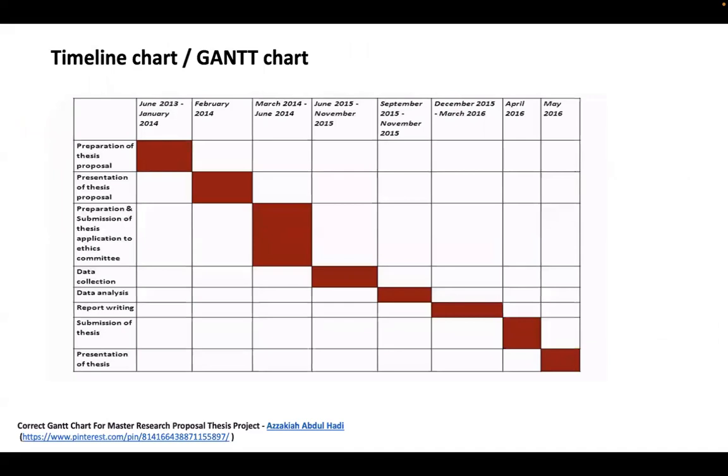Now, this is a timeline chart that we are doing, a Gantt chart. It will be like this. You have to mention preparation of proposal, presentation of proposal, preparation and submission of thesis to the ethics committee, data collection, data analysis, report writing, submission of thesis, like that. You can add a publication of your research also at the end. Understood? So this is a timeline chart.